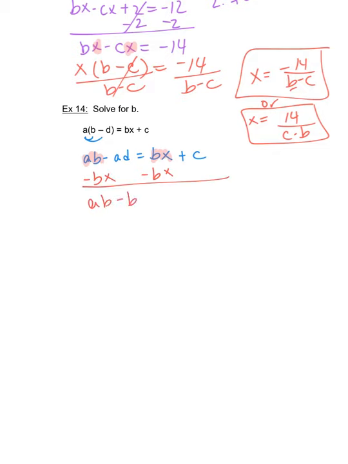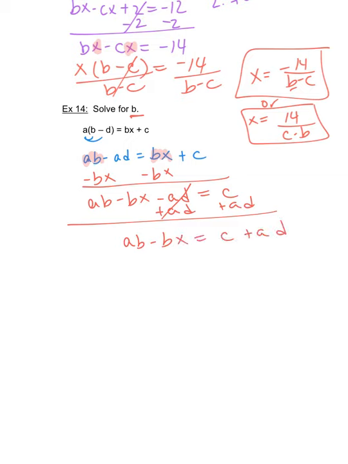ab minus bx minus ad equals c. And then I'd want to move the ad over, because that one doesn't have a b in it. I'm trying to solve for b. So I now have ab minus bx equals c plus ad. This is the point where I notice that there's a b here and a b here. It's in two terms that I can't combine, so I factor it out.